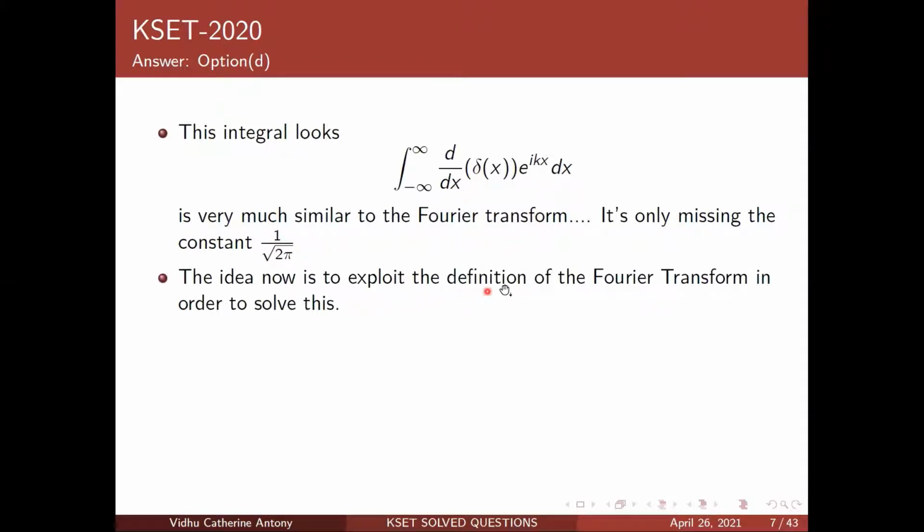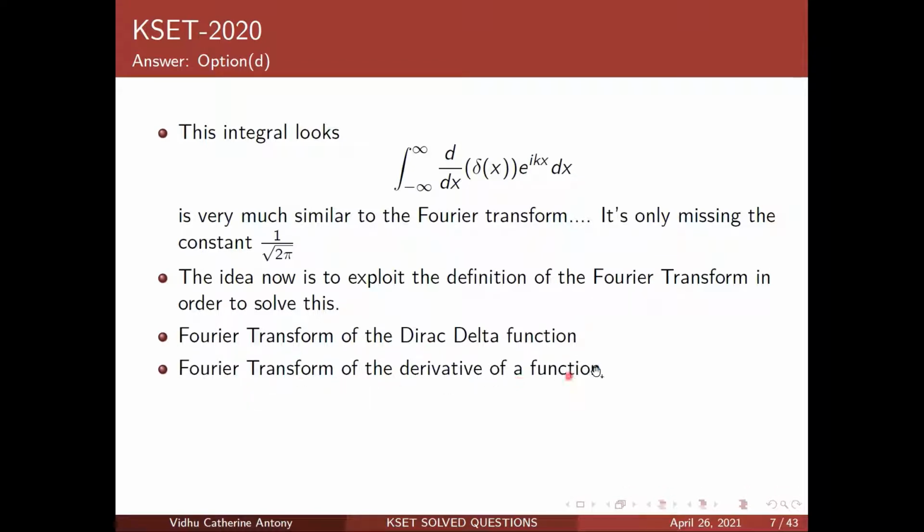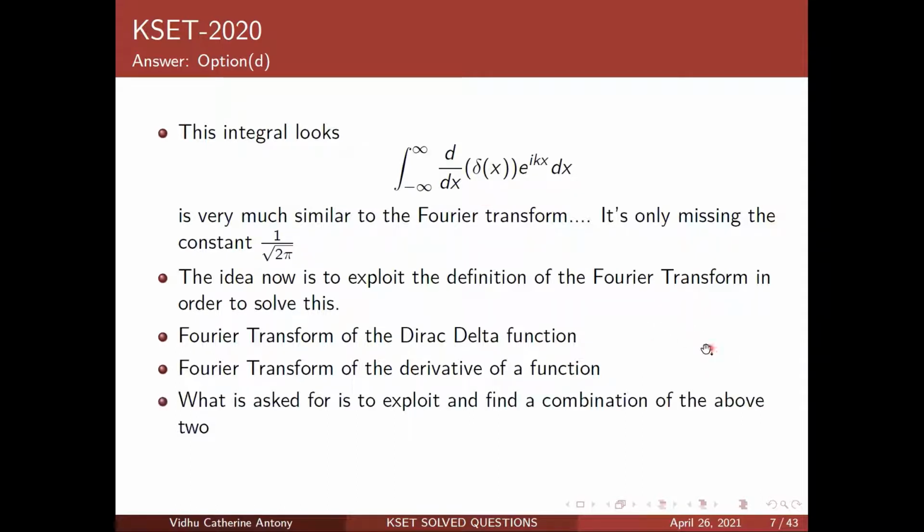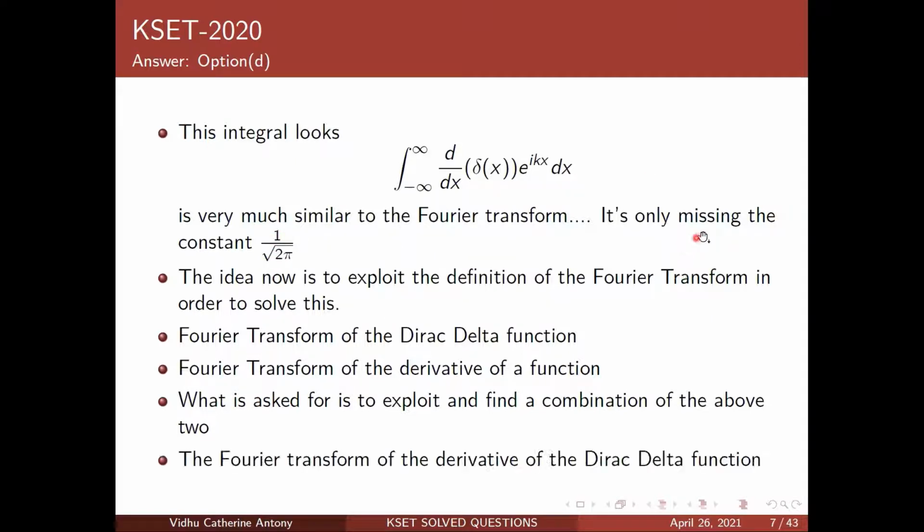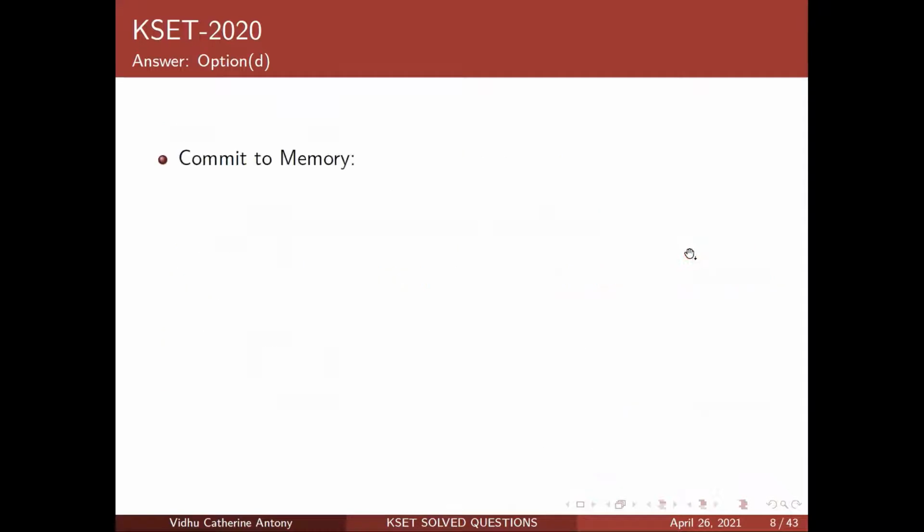So the idea to solve this is to exploit the definition of the Fourier transform. And you need two things. One is the Fourier transform of the Dirac delta function. Two is the Fourier transform of the derivative of a function, because you have both of them here. Once you exploit both of these, you should make it into the form of the Fourier transform. You do that by multiplying by this particular constant and then evaluating it.